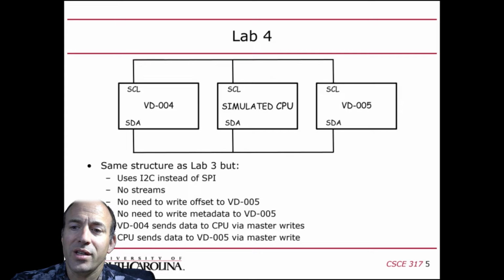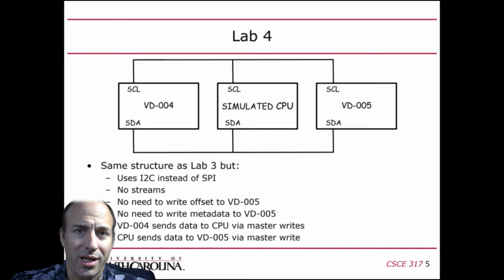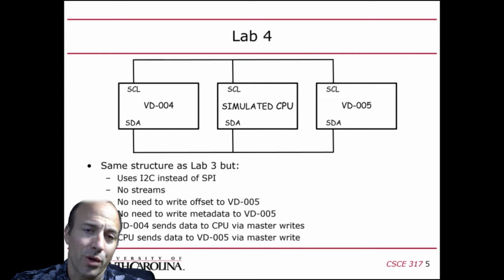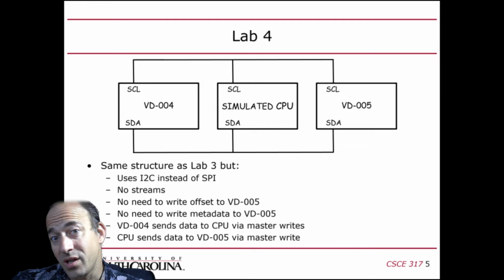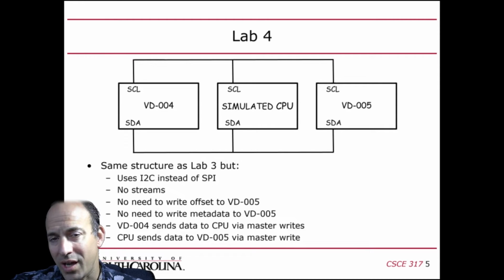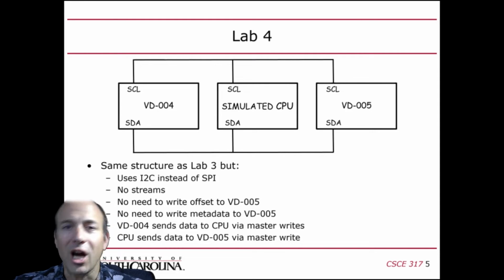The other difference is that we are going to simplify the storage device interface. Now there is no need to write the offset of each byte that you're going to write to the storage device, as there was in the last lab. We're going to assume that you can just write consecutive bytes into the data register on the storage device, and then the storage device will keep track of the offset. It'll increment the offset automatically.